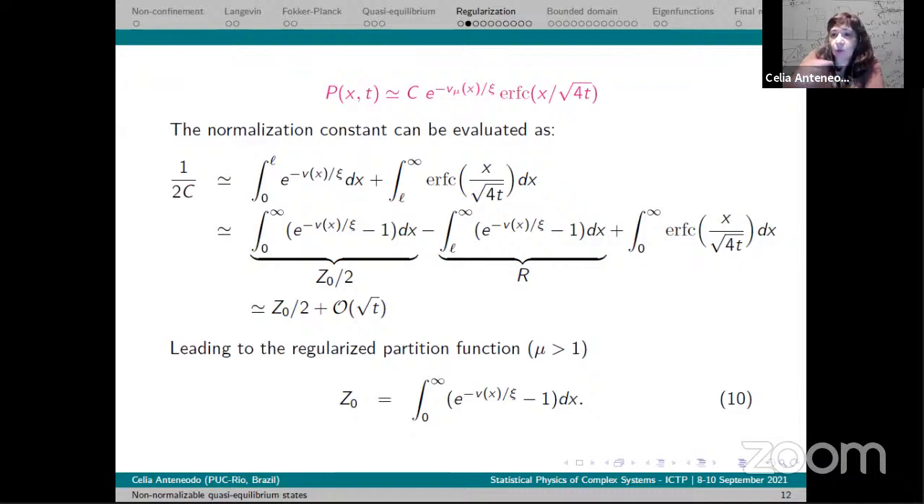Well, another thing, what may happen is that the quasi-equilibrium states do not exist depending on the potential. For instance, for a log potential, we don't have this kind of states. I see.